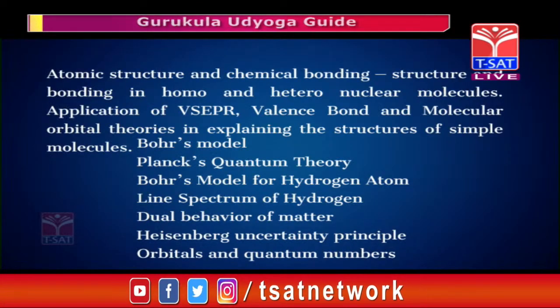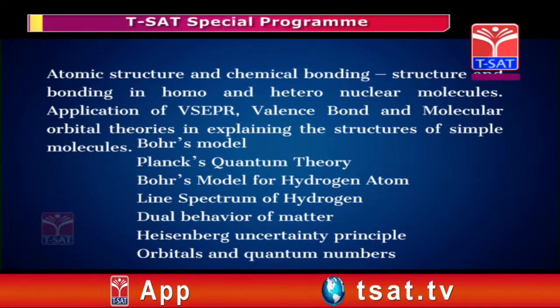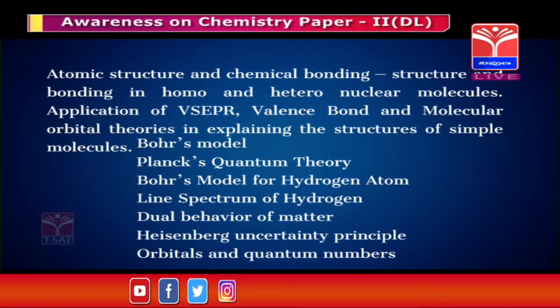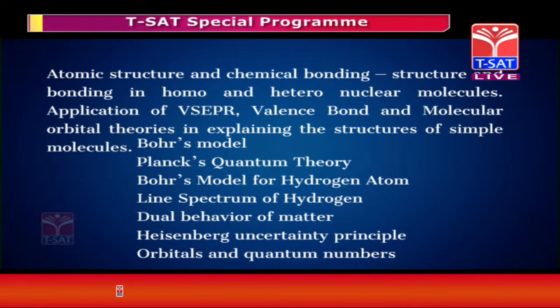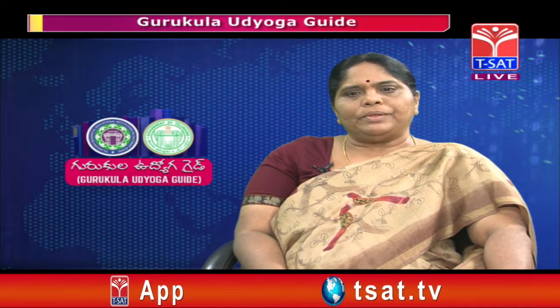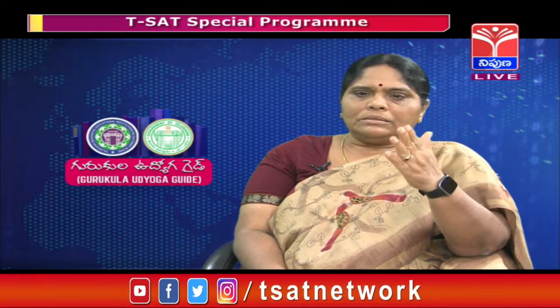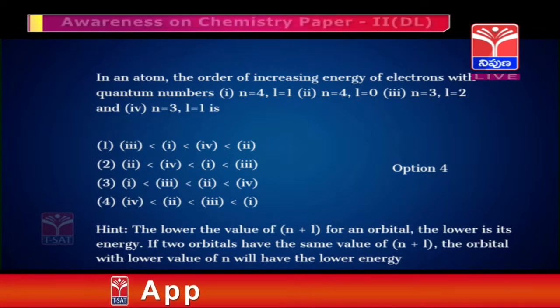In that, structure and bonding in homo and heteronuclear molecules, applications of VSEPR and all is the syllabus. In this we have to focus on Bohr's model, Planck's quantum theory, line spectrum of hydrogen, wave behavior of matter, Heisenberg's uncertainty principle, orbitals and quantum numbers regarding the atomic structure part. In this part, definitely one question will come. For example, in an atom, the order of increasing energy of electrons with quantum numbers, some combinations are given, and we have to see which is correct.